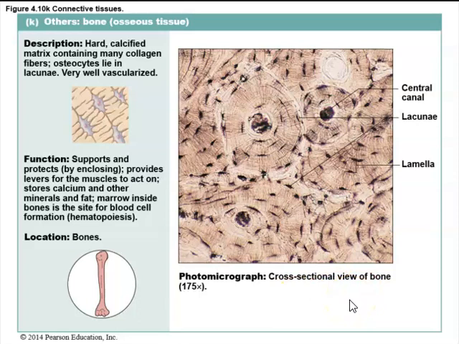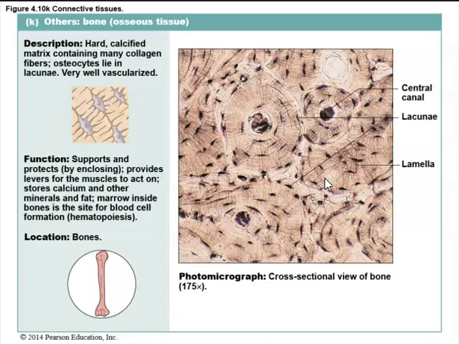It is hard calcified matrix containing many collagen fibers. We can see these dark-looking cells that look like ants or spiders with little lines coming from them. These are the osteocytes that lie in the lacuna. If you look at this picture, you can see the osteocytes in the lacuna. And we know that this tissue is very well vascularized, meaning it has a good blood supply.